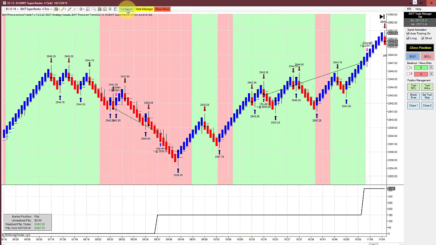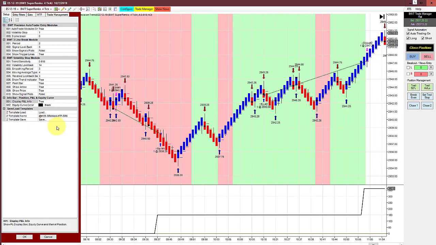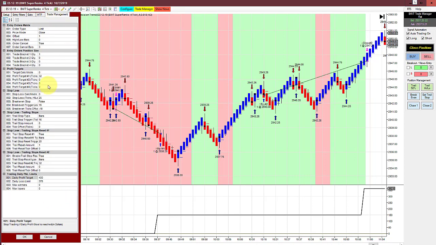First chart up here is the E-mini S&P on a Super Renko 4-tick with a 6-tick higher time frame, and this has a goal of 400 and just trading a single contract.